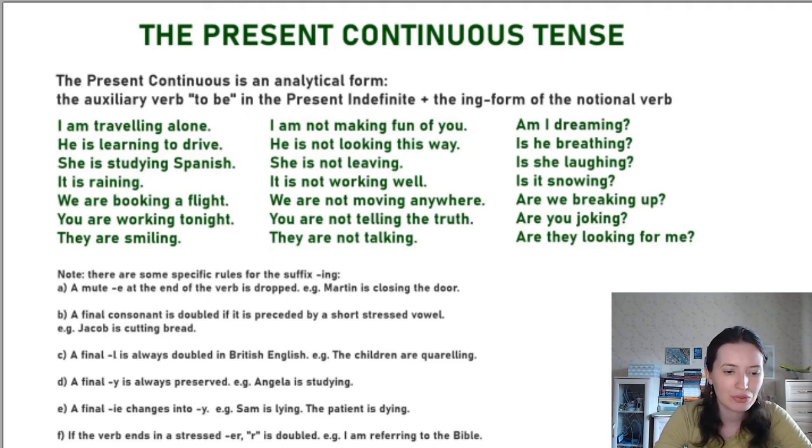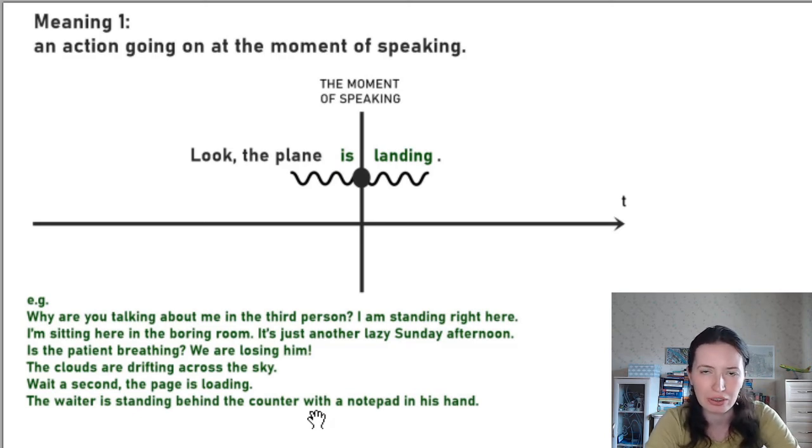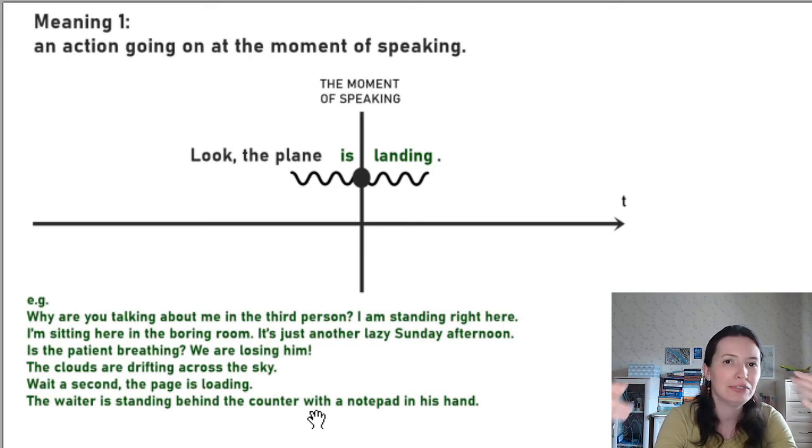Now we move on to meanings, and the present continuous tense has 4 meanings. The first one is the most commonly spread one. So like 90% of all uses of the present continuous are going to be this meaning. It's an action going on at the moment of speaking. So right now, at the moment of speaking, I'm standing here and I'm looking around me and I see something going on and I describe it, right?